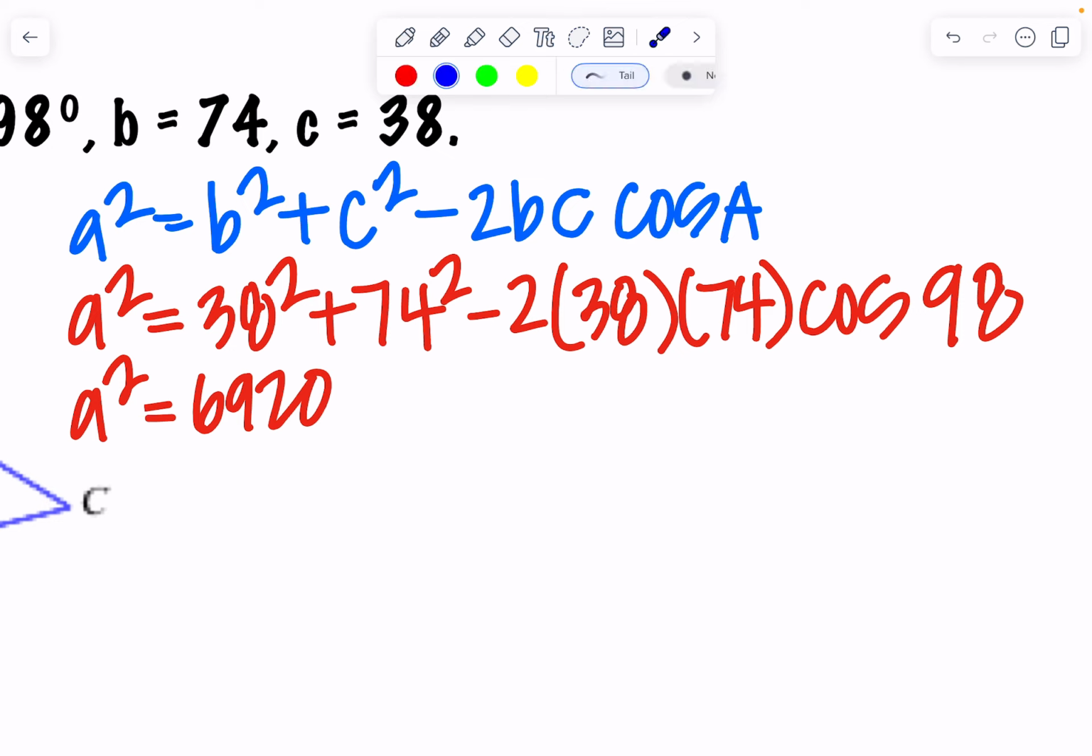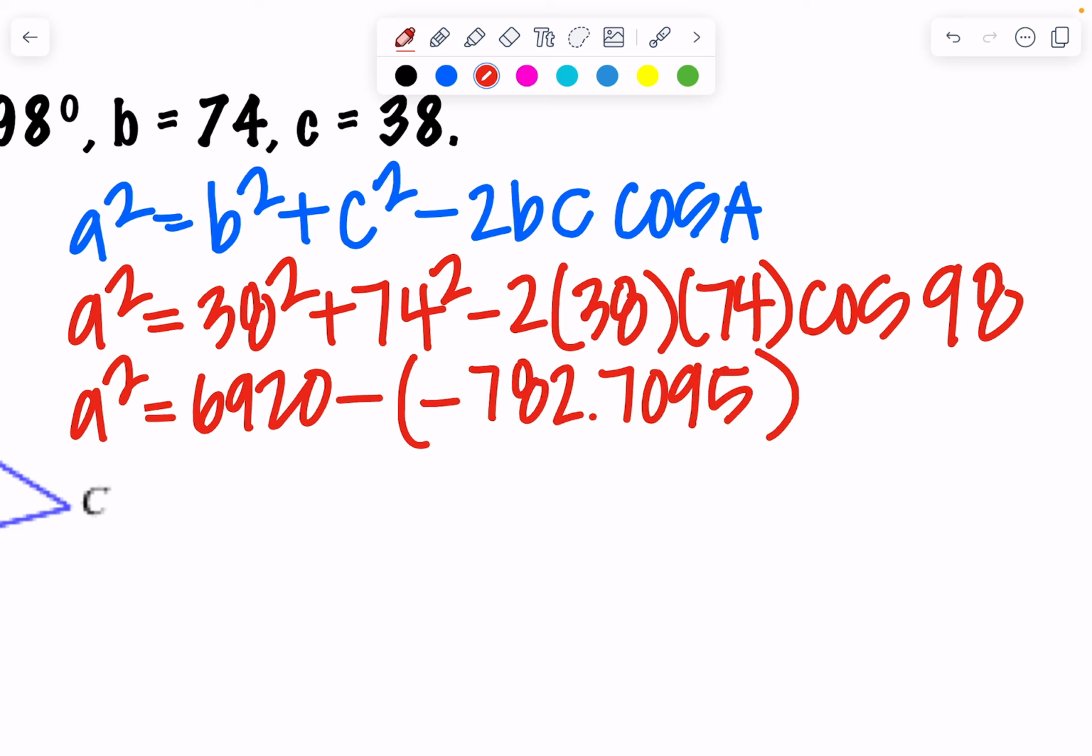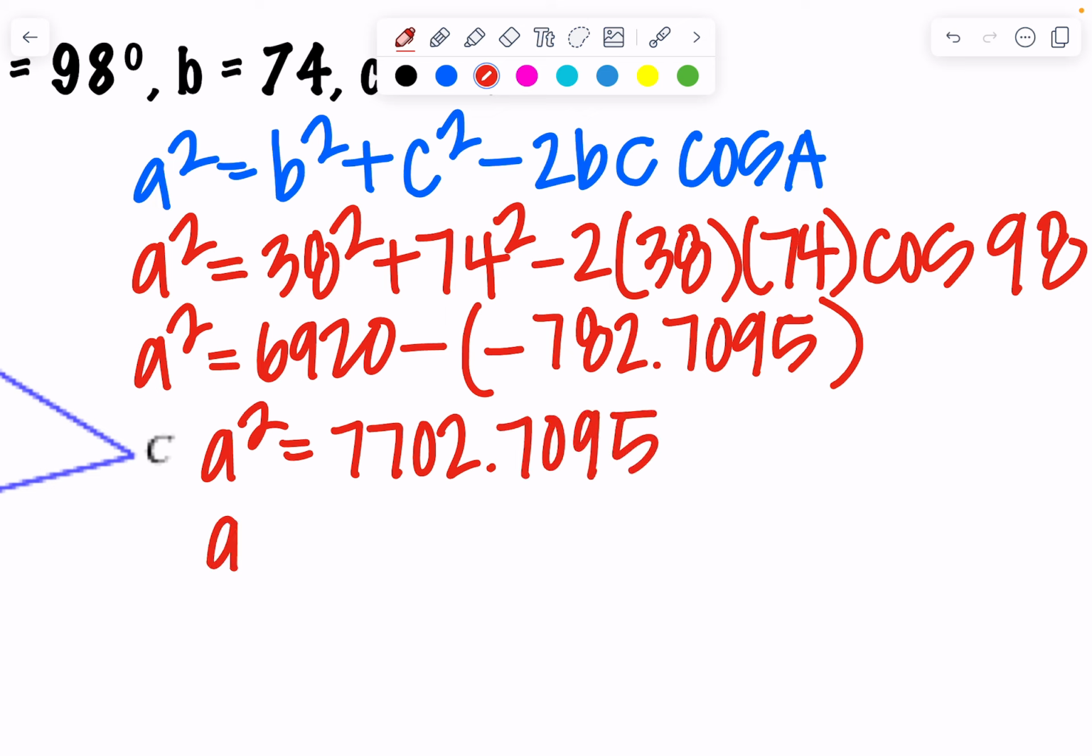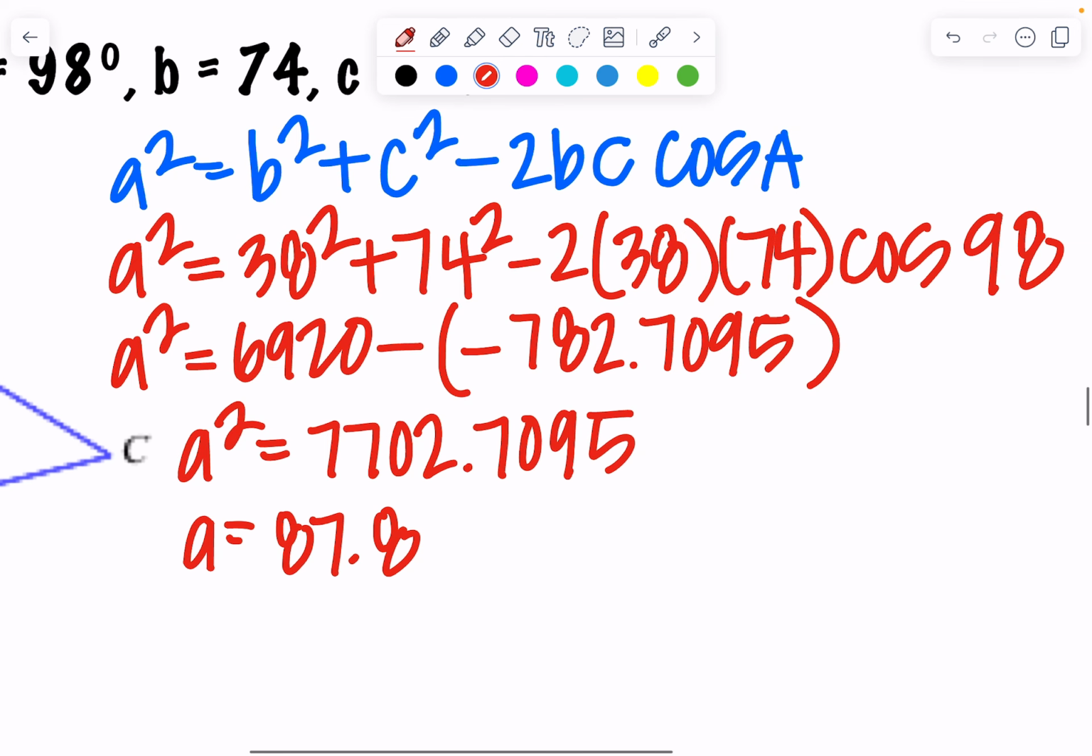Okay, I would drop down this minus sign, minus, and then I would do all this work, 2 times 38 times 74 times cosine 98. It happens to be a negative number. Sometimes it'll be positive, but you have to be very careful with your signs here. And again, round to 4 decimal places. Then I would just do a second calculation. Now I would type all this into your calculator, and you should get a squared equals 7702.7095. Take the square root of that, and you should get 87.8. So as complicated as it looks, all the math should be done in your calculator.